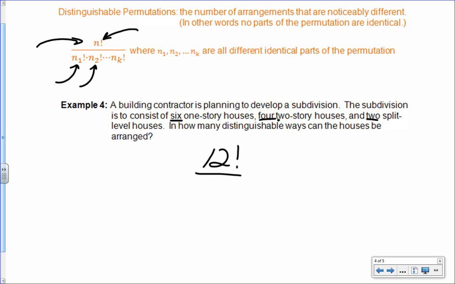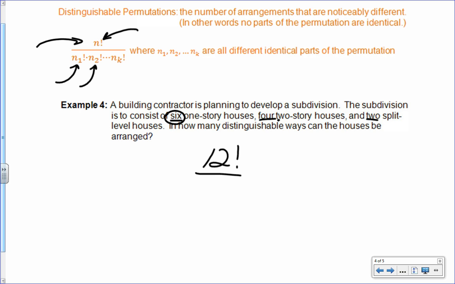It's just how many ways I can jumble up those houses any way I want, right? Because it's 12P12. I chose them all, so it's just 12 factorial. And so now what we have to do is decide, are there some of them that I can't tell the difference? If I moved this one-story house here and flip-flopped it with the other one, would I really be able to tell? No, because they don't have house numbers on them yet.